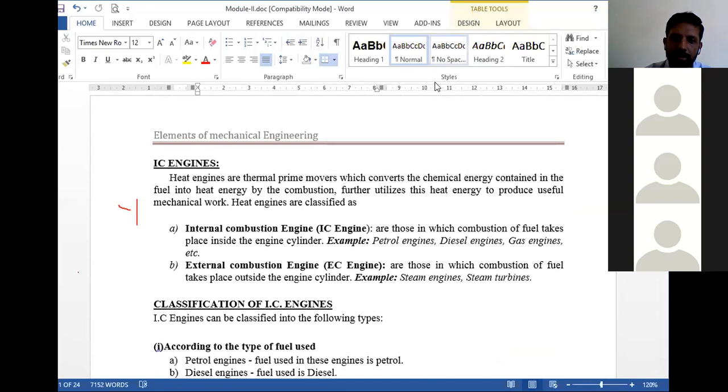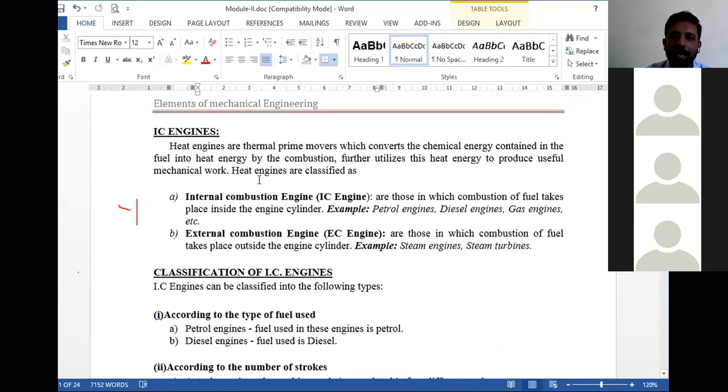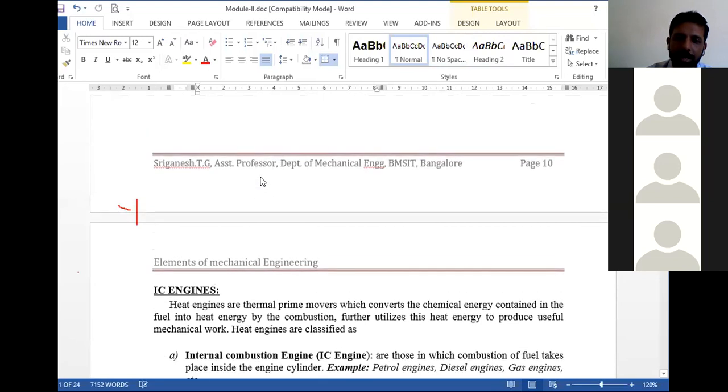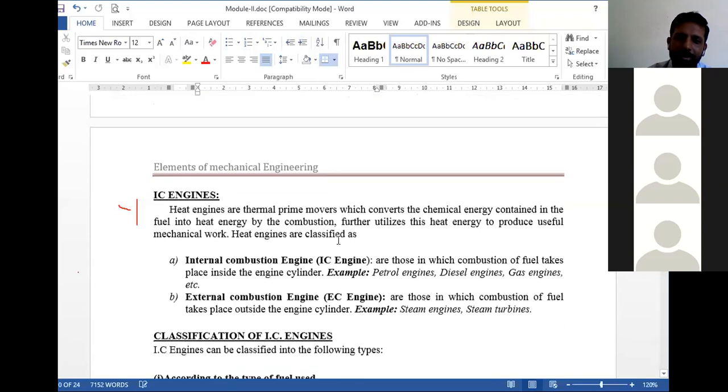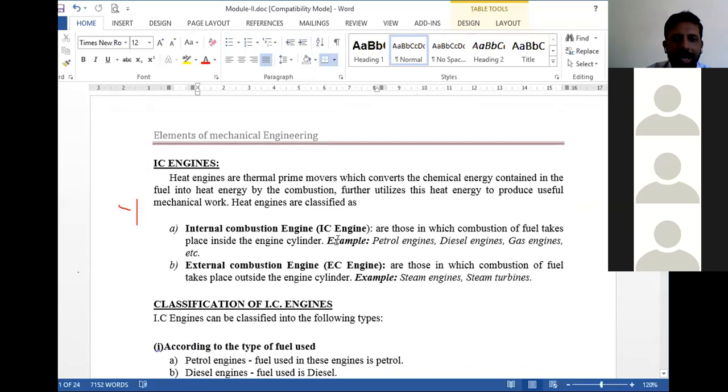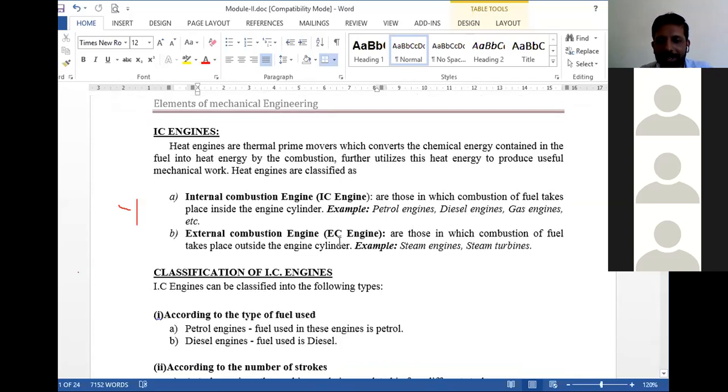No, sir. Share this material, sir. I'll share this material. I'll put it up. There are little differences, sir. Yeah, it's up to differences only. It's already been posted in the Google Classroom. Sir, what about IC engines, sir? I'll give this IC engines after this. Okay. Thank you, sir.